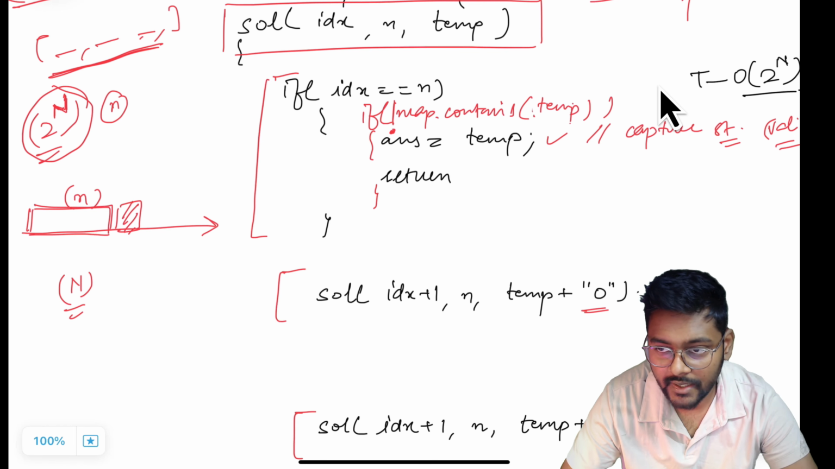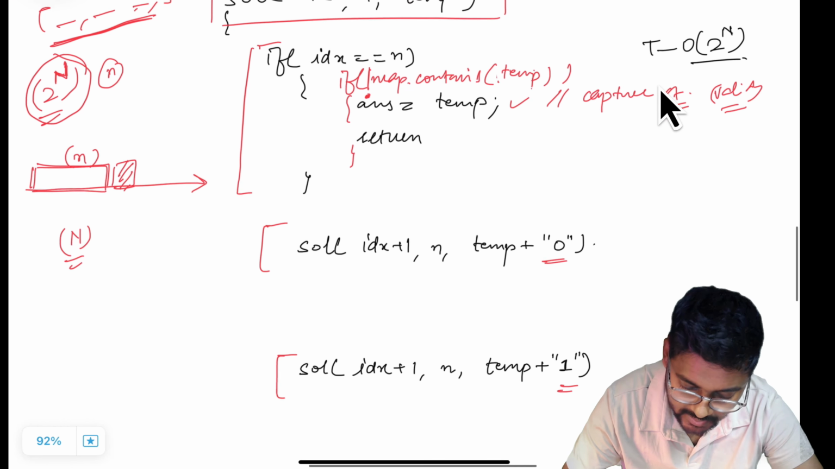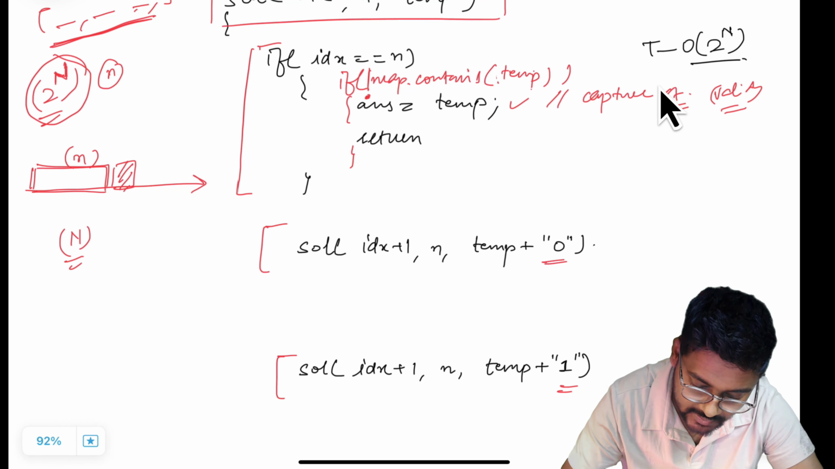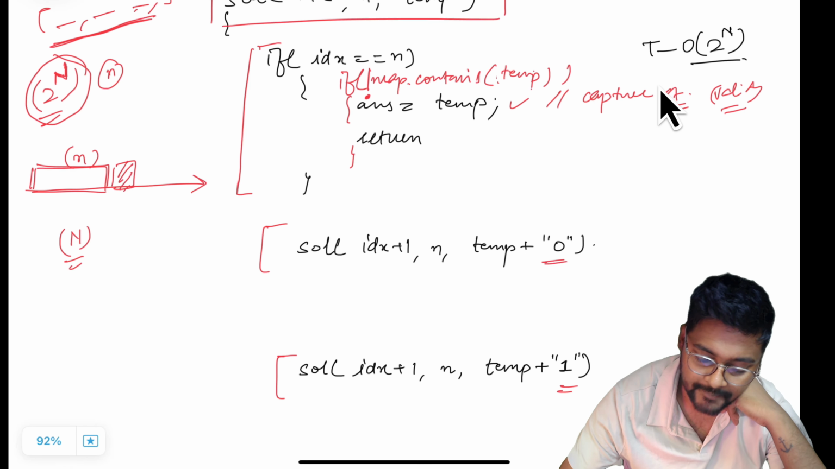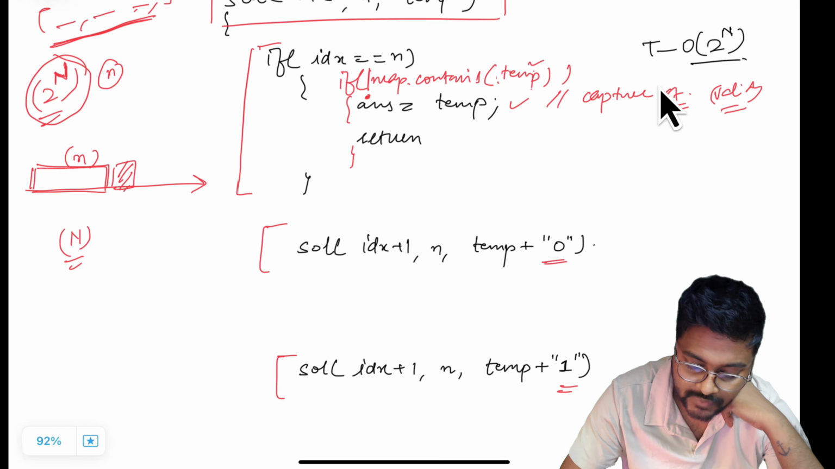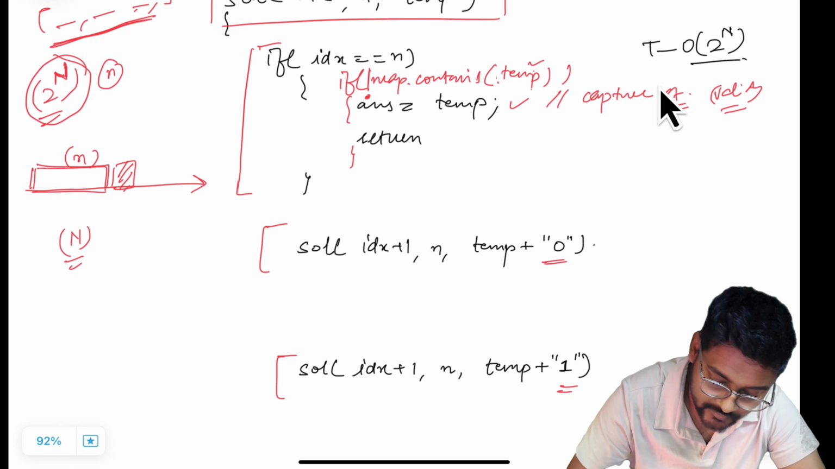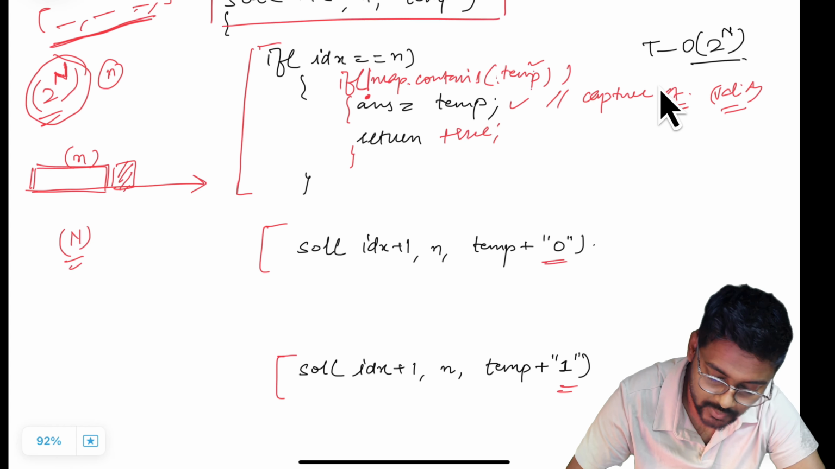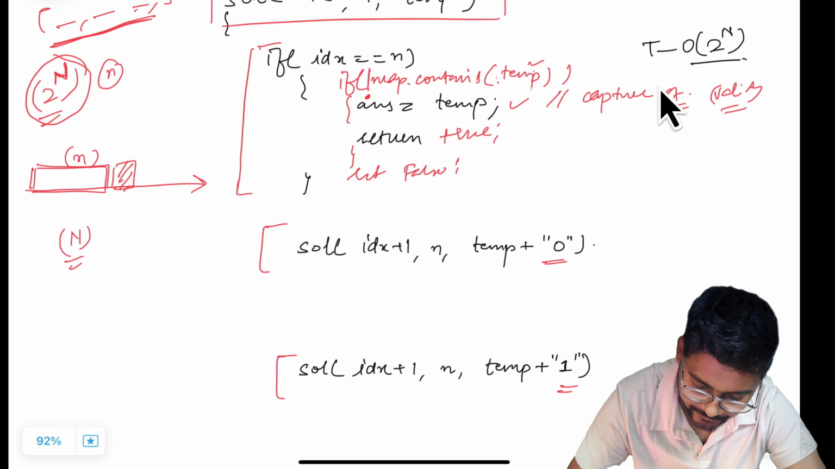It means whenever you get a valid answer, just return from it. So that condition we have to incorporate in this code. See, if it is the corner case, index equal to n, and the map does not contain temp, then capture it. If you have captured it, there is no need to go further. Just return true from here, that we have found our answer. Otherwise, return false. We have not found our answer.